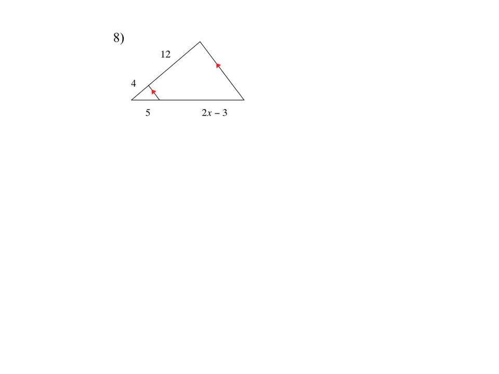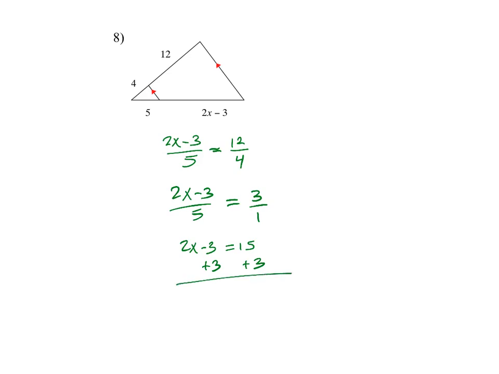The next one, again, I have a triangle right here. That means that this piece and these ones are proportional to that one. So I'm going to start with 2x minus 3 over 5 equals 12 over 4. So 2x minus 3 over 5 equals 3 over 1. 2x minus 3 equals 15, plus 3. 2x equals 18, divided by 2. X equals 9.